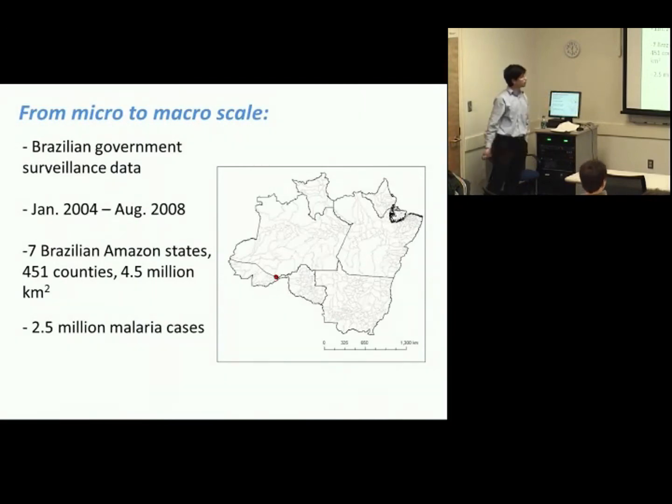1,300 kilometers. So this picture over there is the Brazilian Amazon. Each gray polygon is a different county. The black polygons are the different states. So this data is quite interesting, quite rich. Everything comes from the Brazilian government surveillance data. It's four and a half years, approximately, 2004 to 2008. It covers a huge area and a huge number of malaria cases, 2.5 million malaria cases.